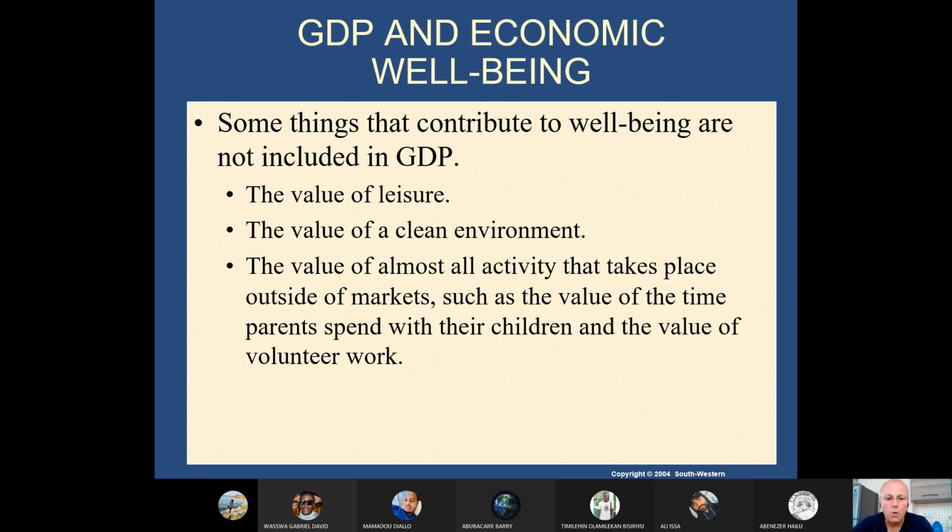And the value of almost all activities that take place outside of markets, such as the time parents spend with their children and the value of volunteer work, is not calculated and not included in the GDP, because this is something else. Happiness is not the GDP, because if you are happy, this doesn't mean your well-being or your money is too much. Money doesn't make happiness.